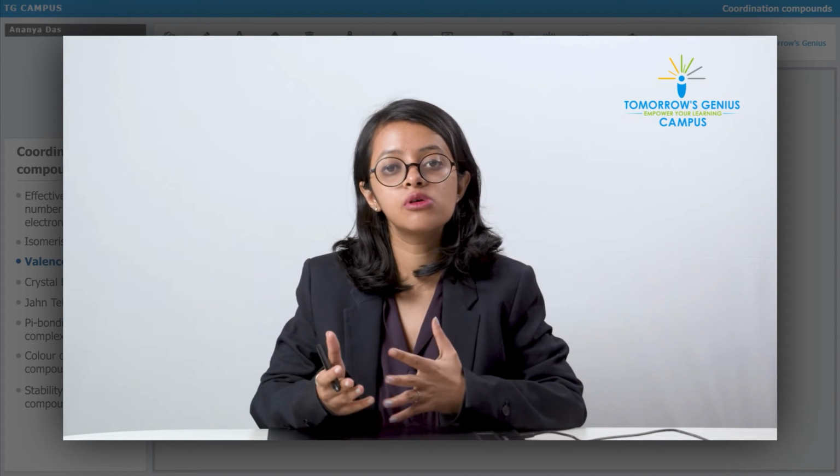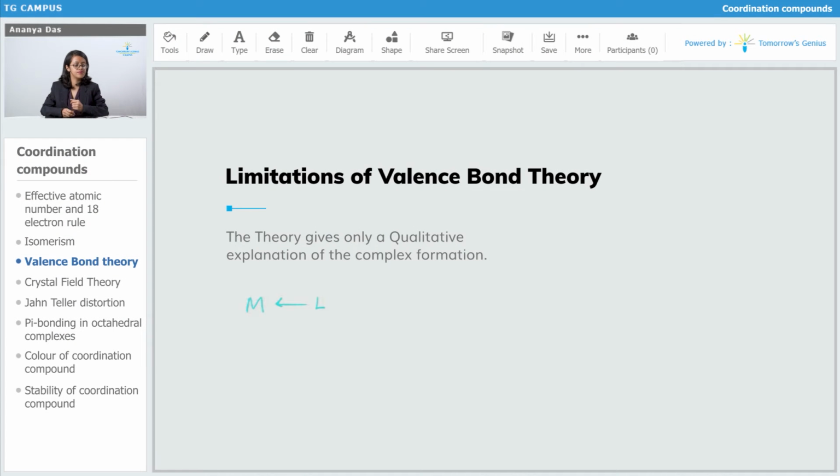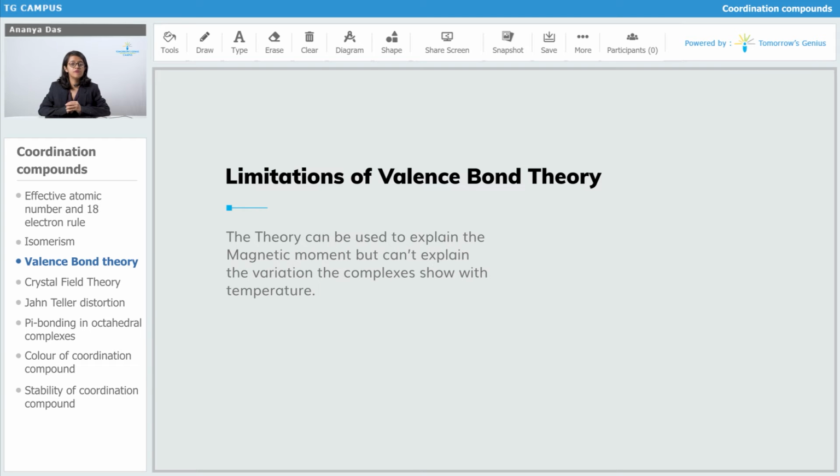Now let's see more limitations of the valence bond theory. As I said, it is a good theory to explain whether a complex is going to be paramagnetic or diamagnetic based upon the number of unpaired electrons it has. But it cannot explain the variation of the susceptibility of paramagnetic and diamagnetic substances with temperature.